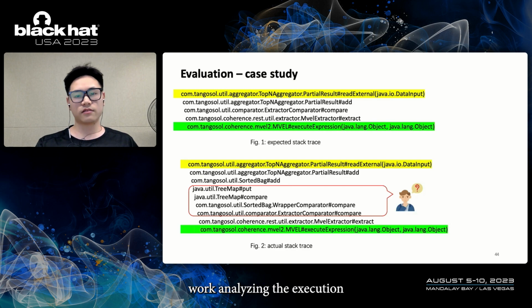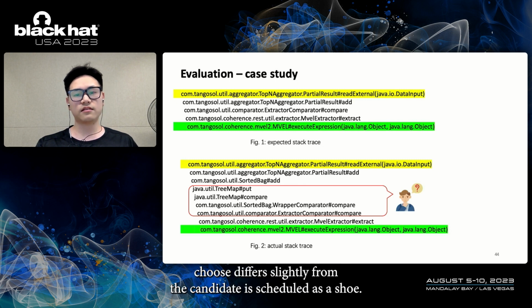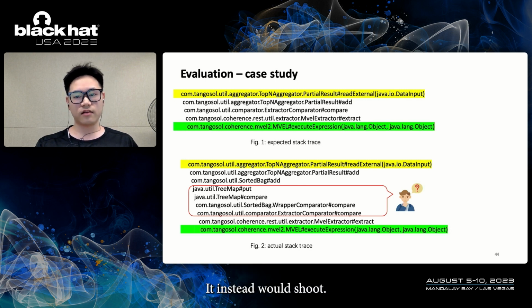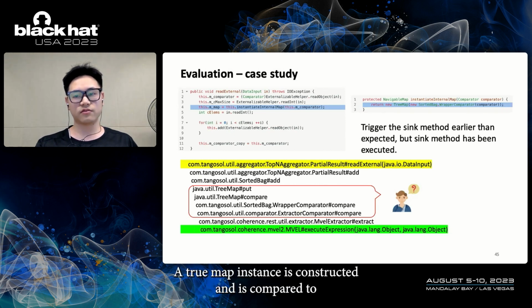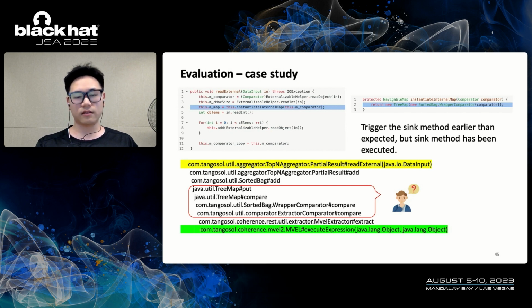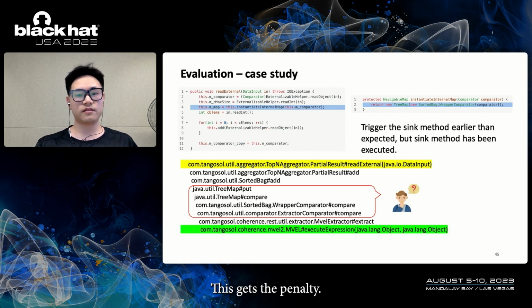When analyzing the execution of the aforementioned seed, we discovered that the actual stack trace differs slightly from the candidate gadget chain, as shown in Figure 2. How does this happen? In line 4 of the readExternal method, a TreeMap instance is constructed, and its comparator is set to the injected ExtractorComparator object, which leads to the premature invocation of the sink method. In other words, the seed generated by ODDFuzz triggers the method earlier than expected. Since the sink method has already executed, the seed distance is 0, and ODDFuzz reports this gadget chain finally.